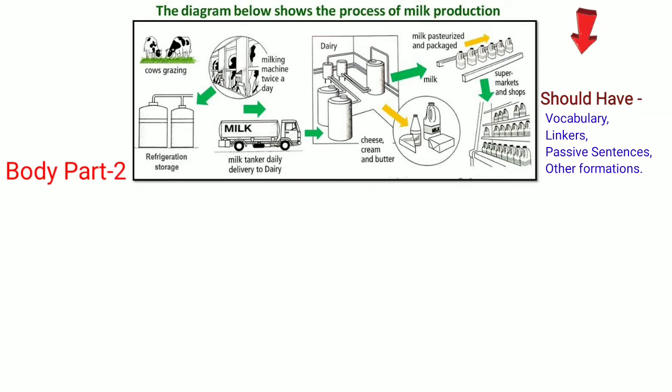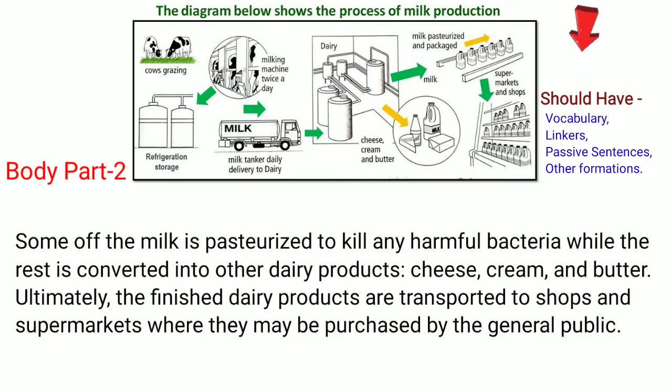Now we will move on to body part 2. In body part 2 also you have to explain the further process. Here is one sample answer of this body paragraph 2. Just try to understand it by yourself. It is quite easy. It is the same as body paragraph 1, so you can easily understand this. So I hope you have understood how to write any process chart.